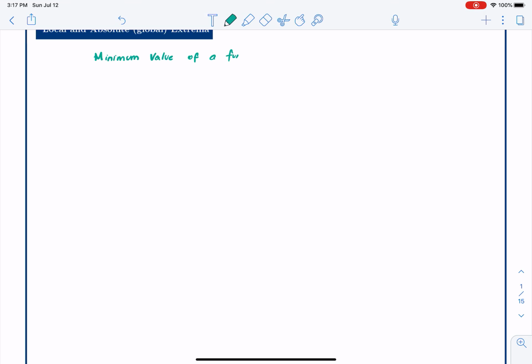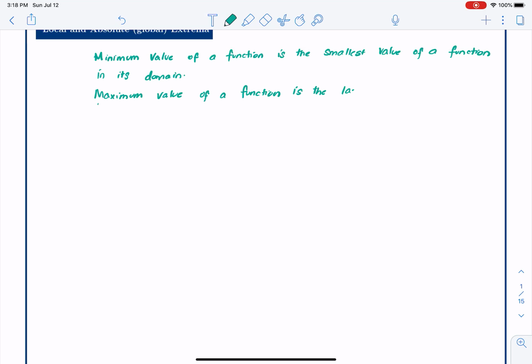So the minimum value of a function is the smallest value of a function in its domain. I shouldn't say in its domain, or I should simply say on an interval.